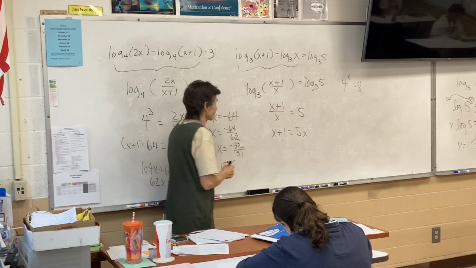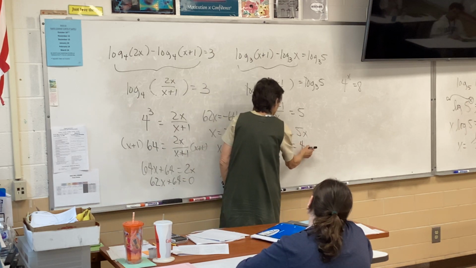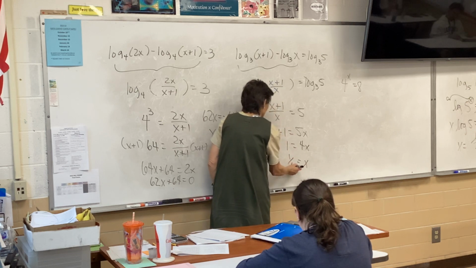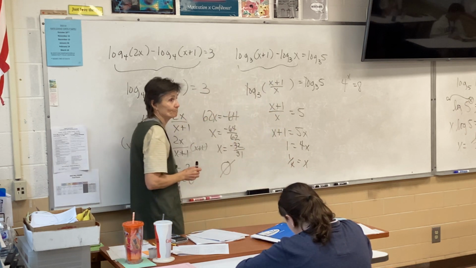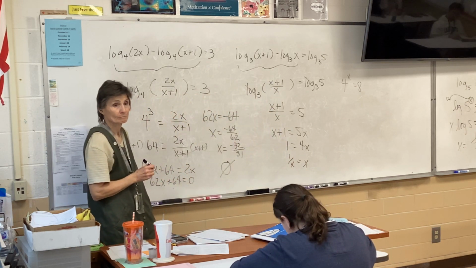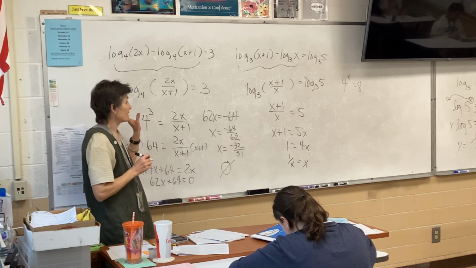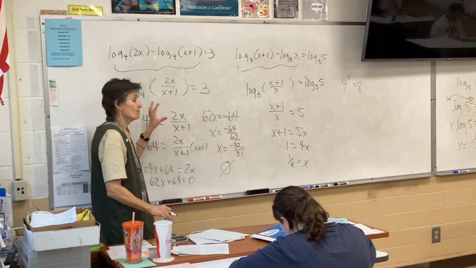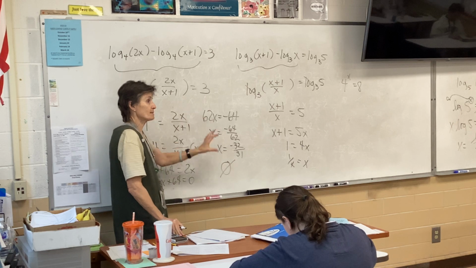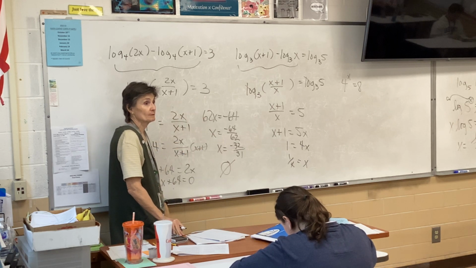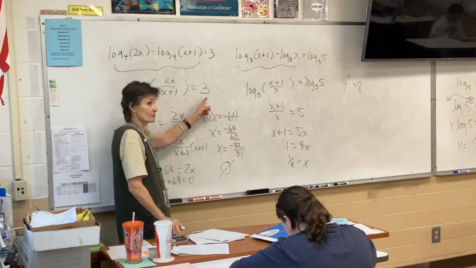Subtract x over. Divide by 4. I got 1/4. So right here, right next to each other, these are the two fundamental kinds of logarithm equations that we have. We have where log equals number.